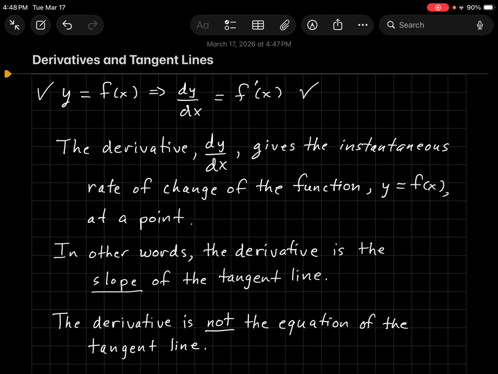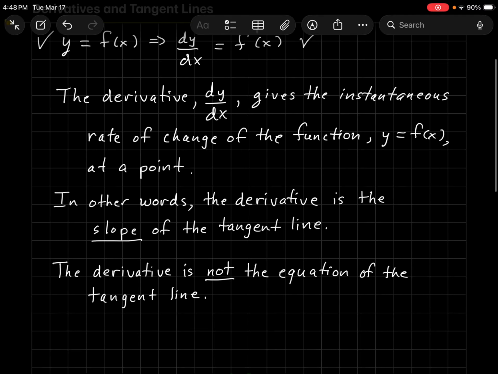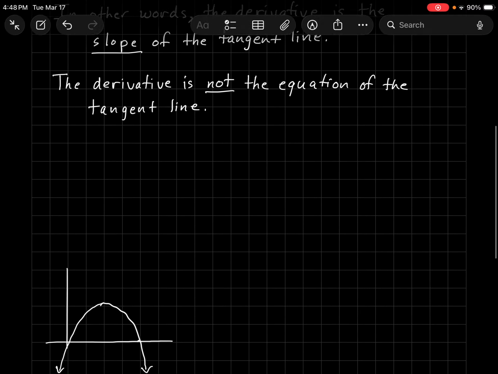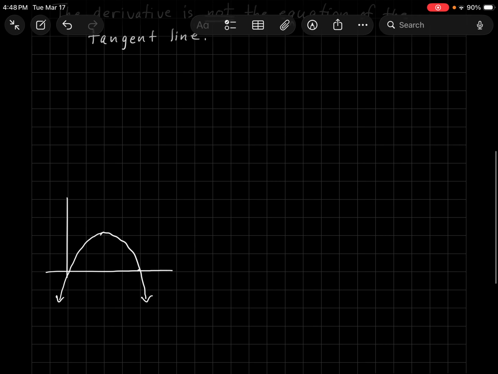One big mistake a lot of my students make is that they call the derivative the equation of the tangent line. But the derivative is not the equation, it is only the slope of the tangent line. Let's write equations of tangent lines.